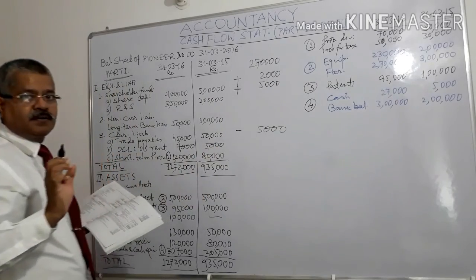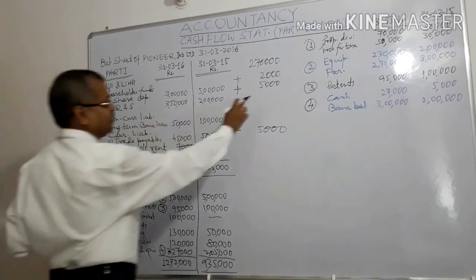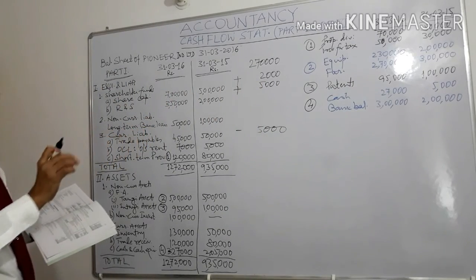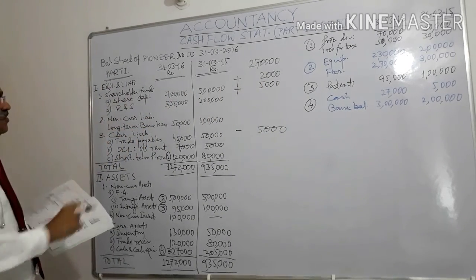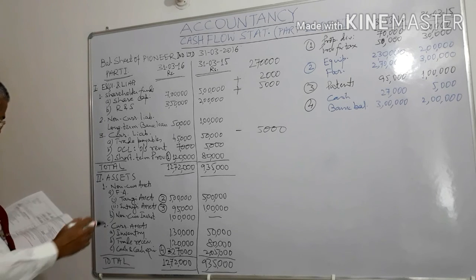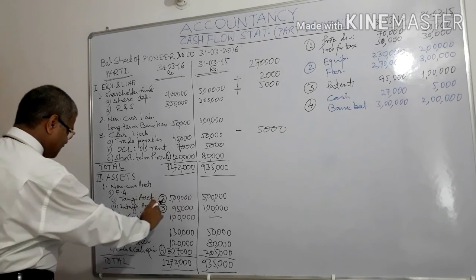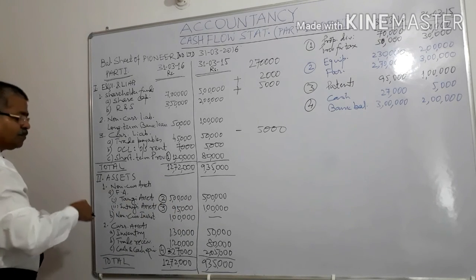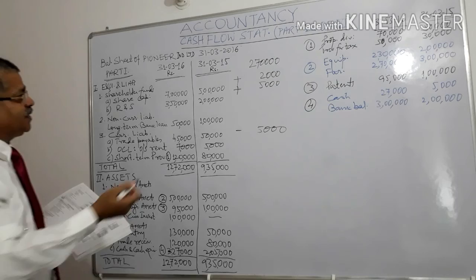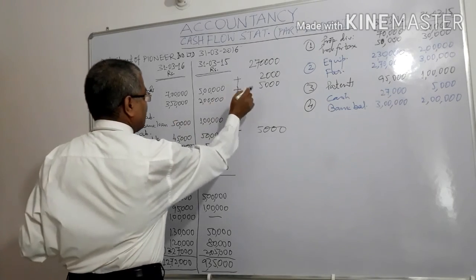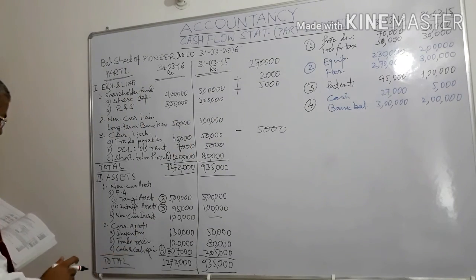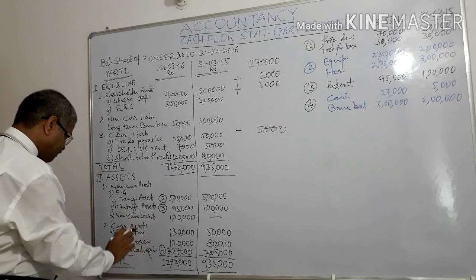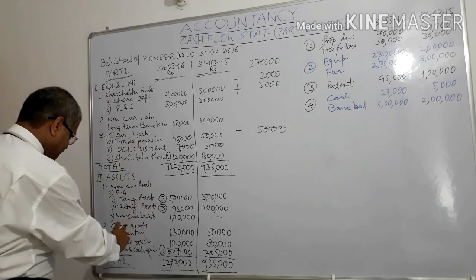P&L statement and other statements are prepared on accrual basis, but this we are preparing on cash basis. So these changes are required to be done, right? Tangible assets remains the same. This is 5,000 decrease. So patents have been written off 5,000. So it is added back. Then non-current investment, it will not come here. It will go into investing activity.